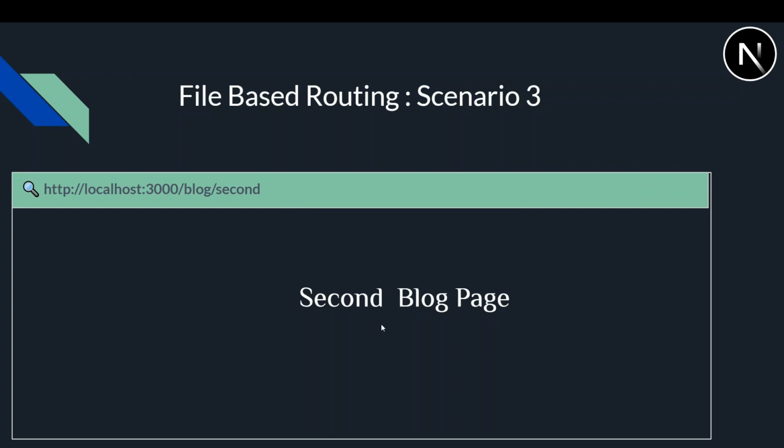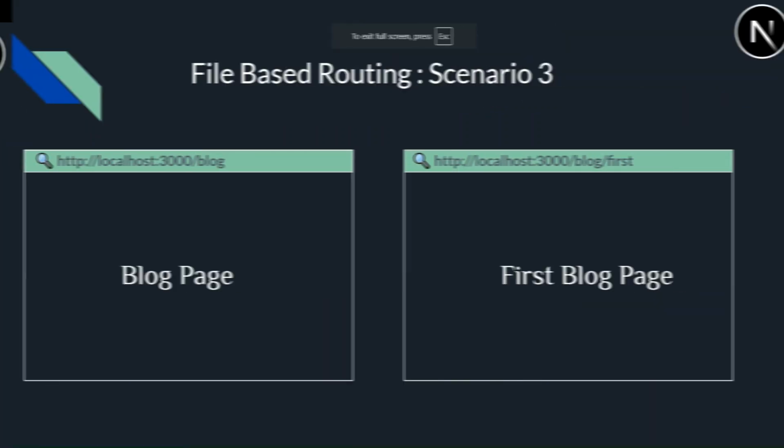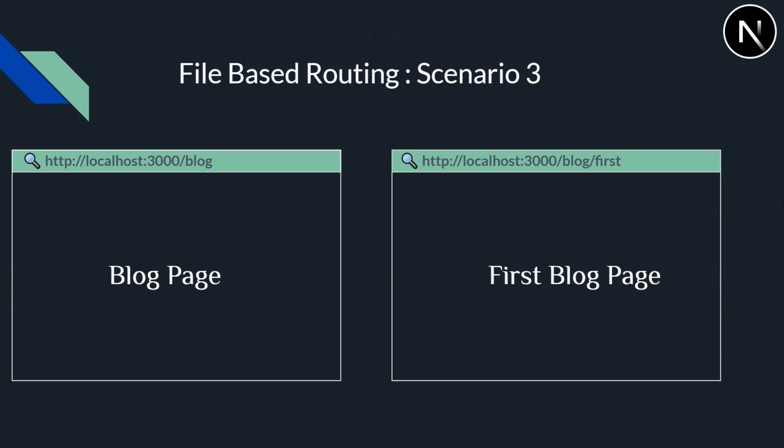So let's get started. Let's start creating these nested routes in the Next.js application. As you can see in the slide, first we create the blog page for our Next.js application. The first approach is to create this particular route for the blog page.